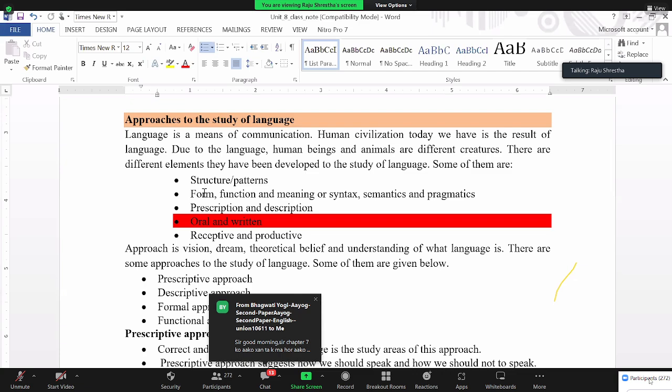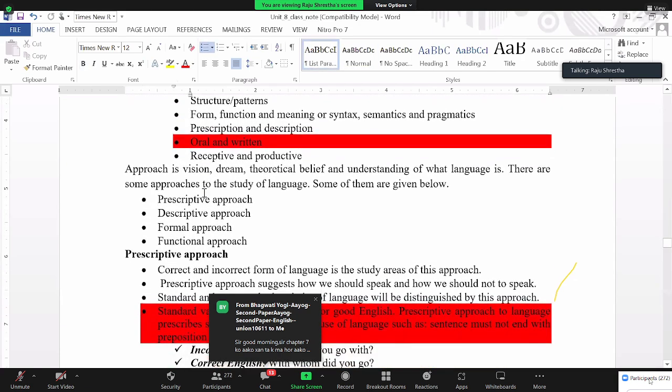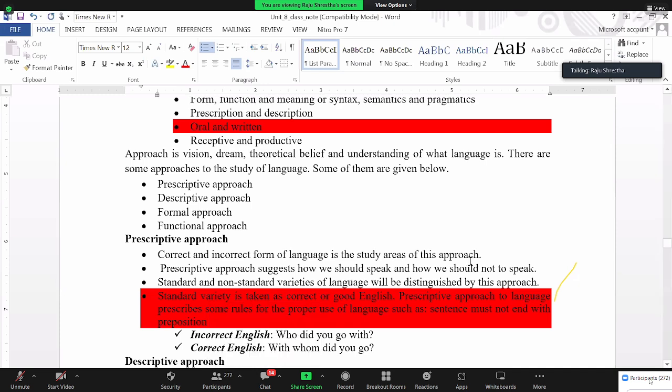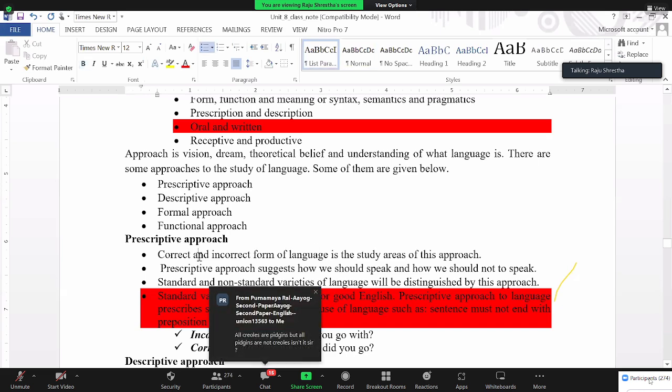Just like prescriptively, ke bhancha bhane, correct and incorrect form of language is the study area of this approach. Prescriptive, prescribe गर्ने हो, जस्तै डाक्टरले जसरी मेडिसिन प्रेस्क्राइब गर्छ, यो अप्रोचले पनि यो करेक्ट हो यो इनकरेक्ट हो भनेर प्रेस्क्राइब गर्छ. So prescriptive approach is related to the prescription of correct and incorrect form of language.